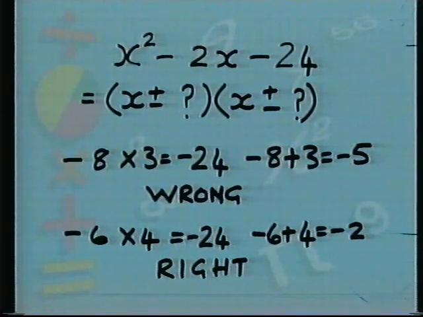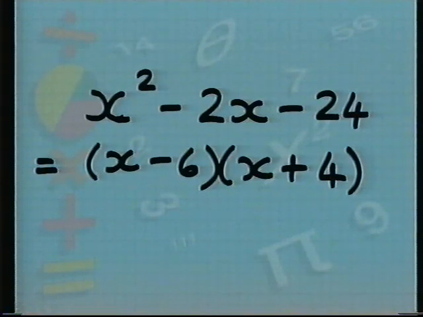Let's try minus 8 and 3. Minus 8 times 3 is minus 24, that's okay. But minus 8 plus 3 is minus 5, so that's wrong. What about minus 6 and 4? Minus 6 times 4 equals minus 24. And minus 6 plus 4 equals minus 2, so they are the factors. X squared minus 2x minus 24 equals x minus 6 multiplied by x plus 4.